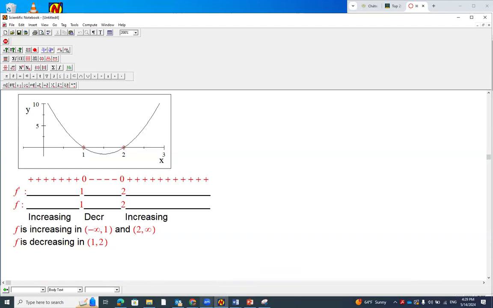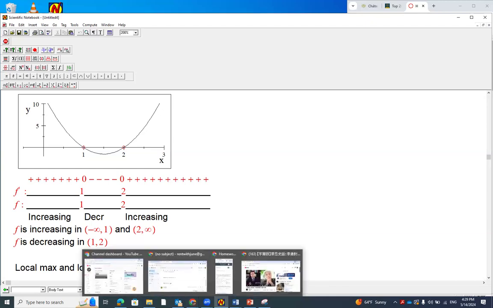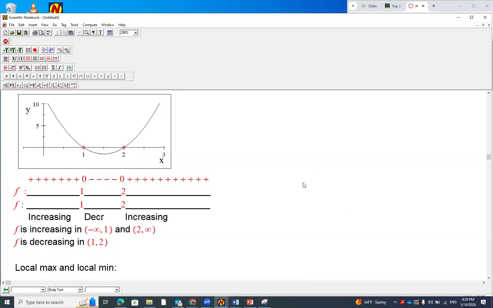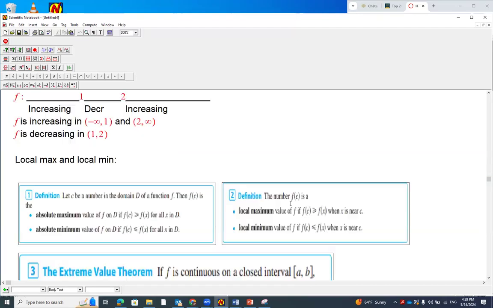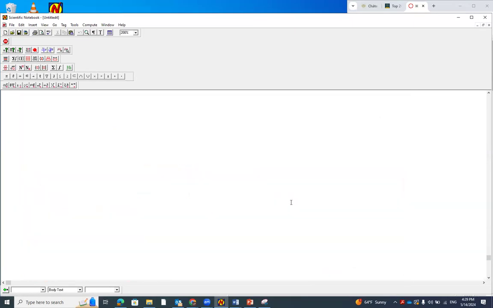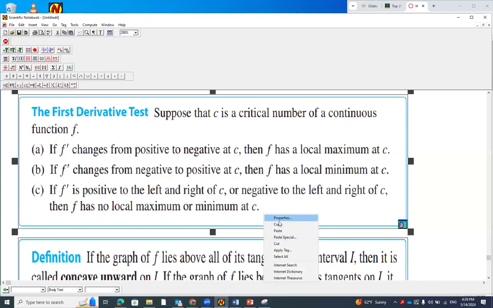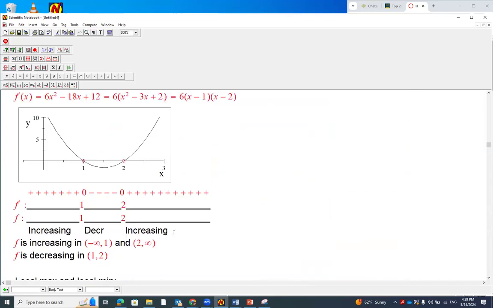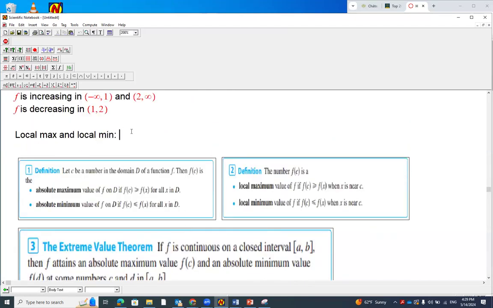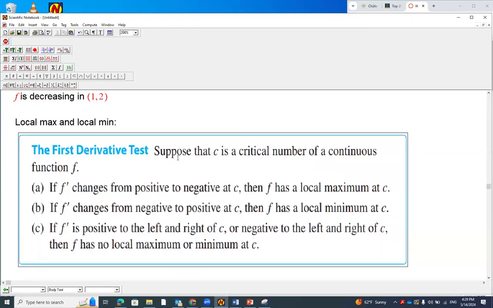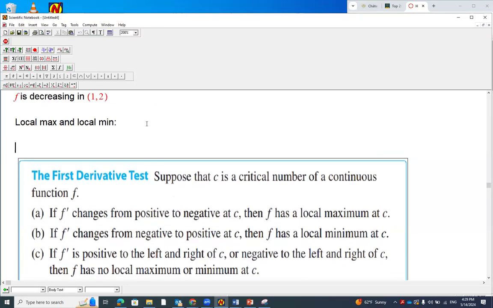Next, we want to find local max and local min. Okay, local max, local min using first derivative test, right? So let's bring the first derivative test. Copy. Okay, I'm going to bring this here. Local max, local min, using first derivative test. Right, we'll put it next to it.